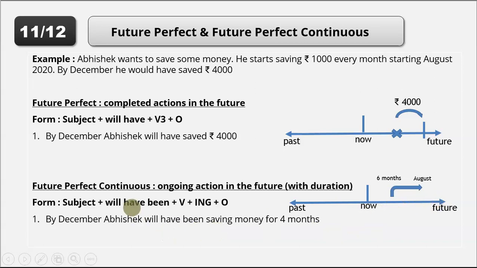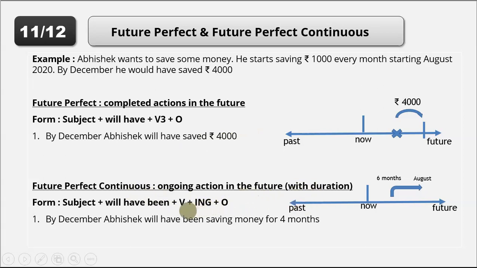So let's understand, this is a sentence in the future perfect continuous, which are ongoing actions in the future with the duration, where the focus here is on time. And the formula here is subject plus will have been plus verb in the ing form plus object. So let me repeat. Future perfect is completed actions in the future, and future perfect continuous is basically ongoing action in the future where the focus is on the duration.